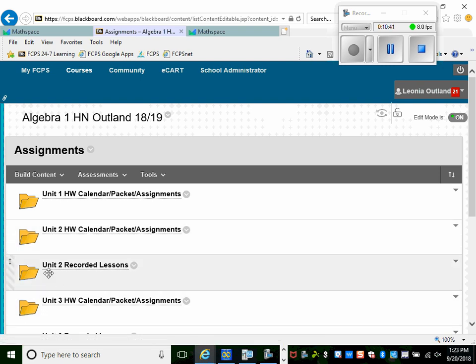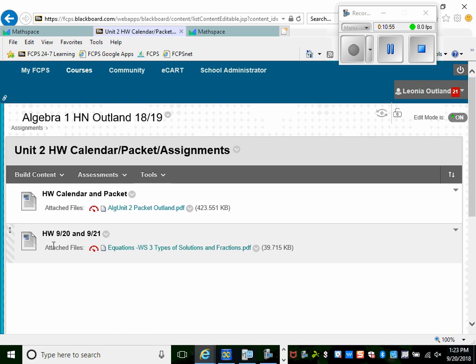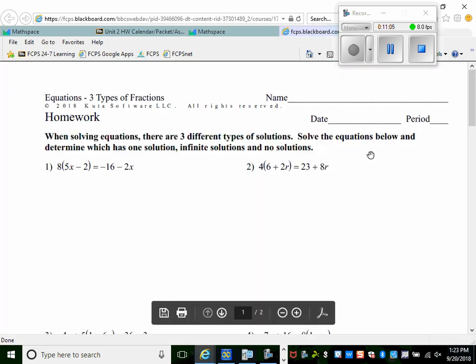Obviously, you're not going to Unit 2 Recorded Lessons because you were present. Okay, you'll only do that if you're absent. If you're absent and you need to look at the lesson, you'll click on Recorded Lessons for Unit 2. So once you click on that, it says homework for 9/20 and 9/21, and there it is right there. Worksheet, 3 types of solutions, and the ones with fractions. So it's really pretty much just like the page 8 that we just did together.